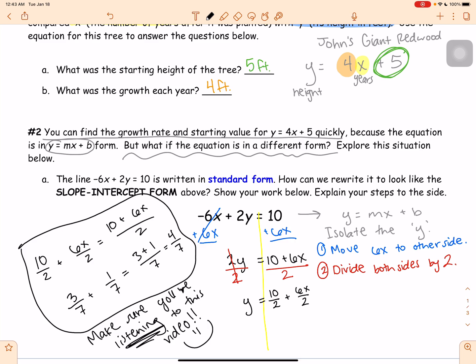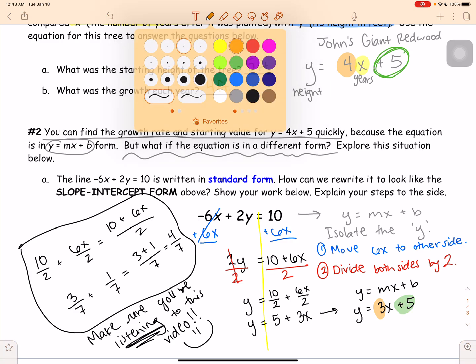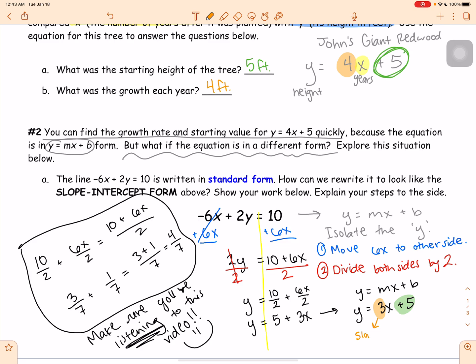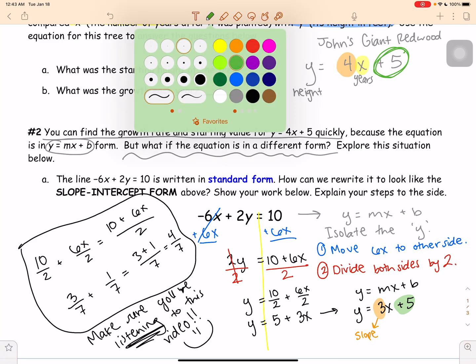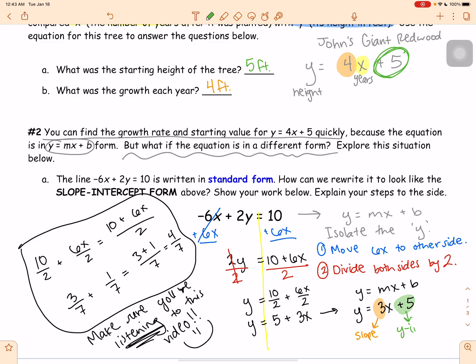Okay. So then this would simplify to y equals 10 divided by 2 is 5. 6x over 2 is 3x. Now if you wanted to rewrite this into y equals mx plus b form, you just have to switch the position of where 5 and 3x are. So this is the same as 3x plus 5. So now you can quickly see that 3 is the slope and 5 is your y-intercept. And now that is easier for you to graph it as well.